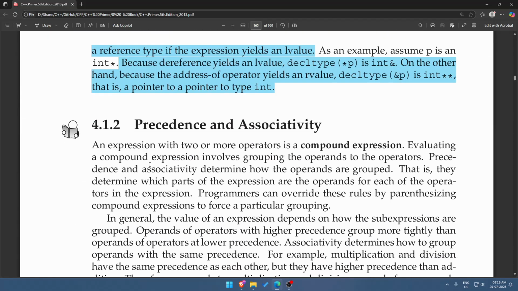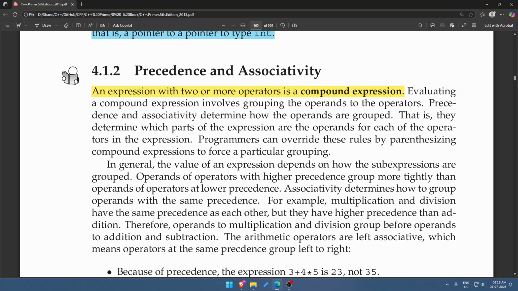Precedence and associativity. An expression with two or more operators is a compound expression. Evaluating a compound expression involves grouping the operands to the operators. Precedence and associativity determine how the operators are grouped. That is, they determine which parts of the expression are the operands for each operator. Programmers can override these results by parenthesizing the compound expression to force a particular grouping.